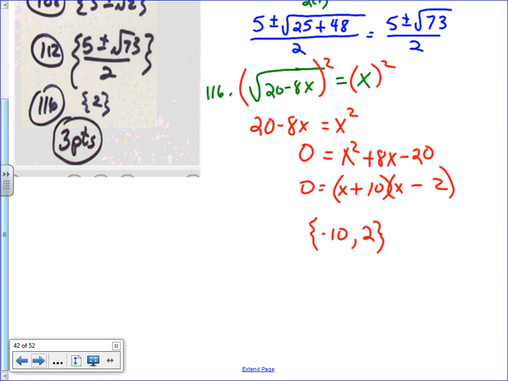8 times 2 is 16. 20 minus 16 is 4. Square root of 4 is 2. On the right-hand side, what will we plug in? X was 2. Yeah, 2 works. Negative 10 does not. Okay? All right, hope you saw enough of those to fill in any questions that you had.